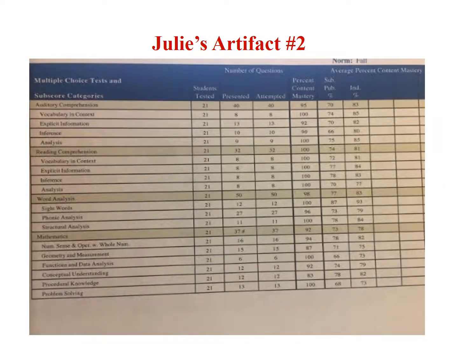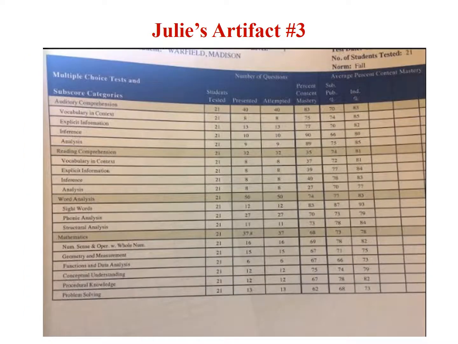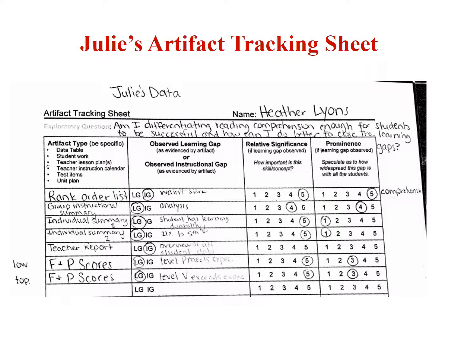Julie also provided test scores of 2 students in her class. This student scored in the 90th and 100th percentile in all the reading comprehension categories, well above the average scores of her counterparts. The second student scored poorly in the reading comprehension and word analysis categories, way less than the average percentile of her counterparts. Here is Julie's artifact tracking sheet, where she ranked the learning and instruction gaps perceived in the data.